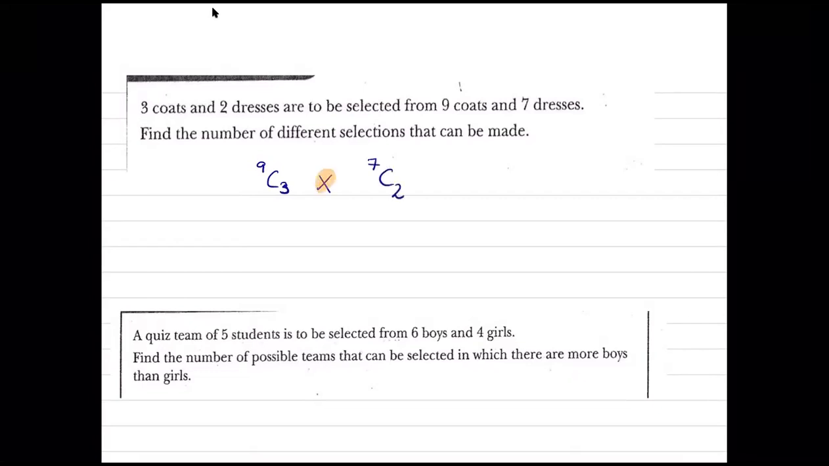There's a multiplication sign over here because you need to select both together. So we are looking at the combinations in which we are selecting the coats as well as the dresses. In total, there are going to be 5 things altogether, but the coats are to be selected from the coats and the dresses are to be selected from the dresses. So 9C3 times 7C2. It's 1764.